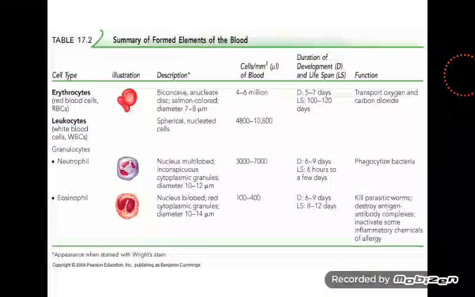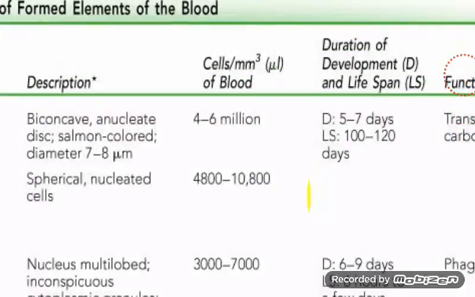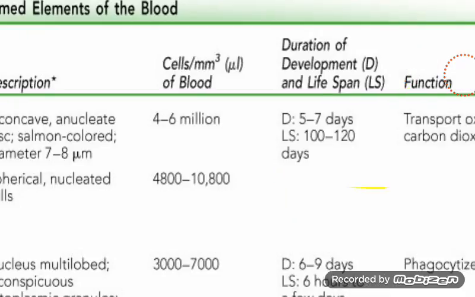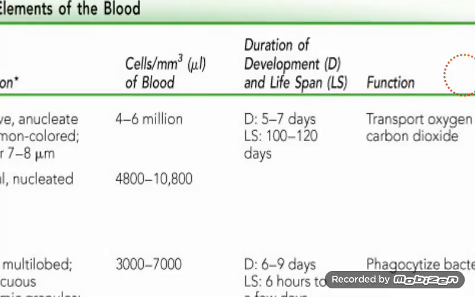Now this is a summary of the formed elements of the blood. This is how it looks. You see the red blood cell, the erythrocytes, which you can see their description here. Now I want to call your attention to something. You see the description, the cell, the number you are meant to have in a cell. The number you're supposed to have per cubic centimeter of blood. Then the D means the duration, the number of days it takes to form it. Then the LS is the lifespan it takes for it to live and die.